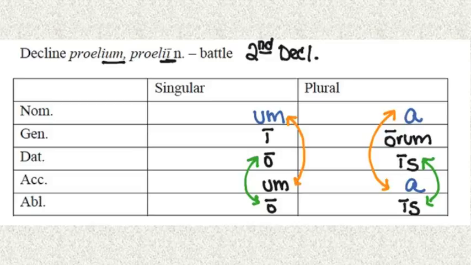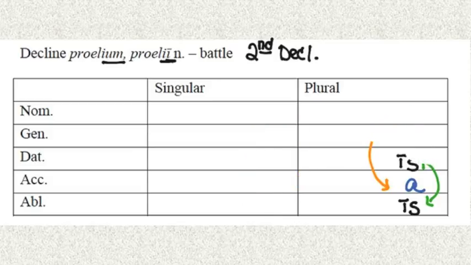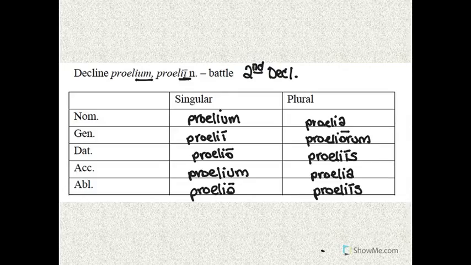Now I want you to pause the video and decline proelium, proelii, in both the singular and the plural. In just a few seconds, I'll write up the answers. Here's proelium declined in the singular and the plural. Don't forget to put two i's where it's applicable, such as in the genitive singular and the dative and ablative plural. The first i is part of the stem.